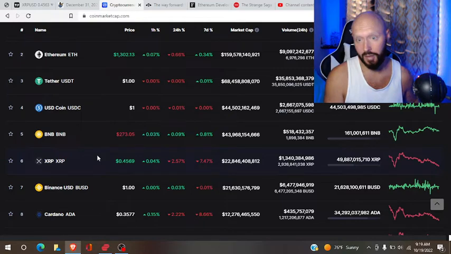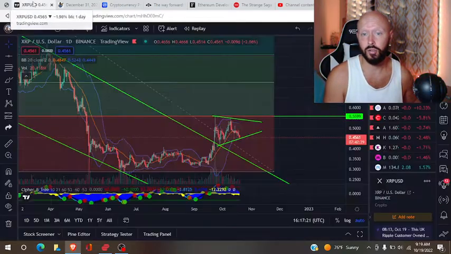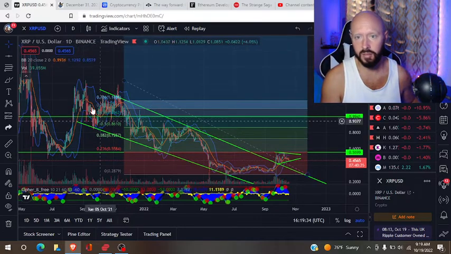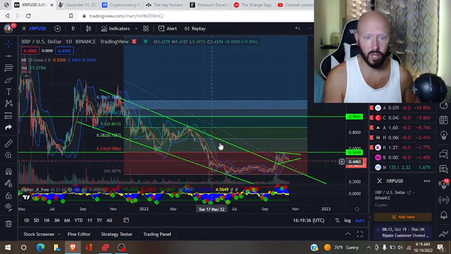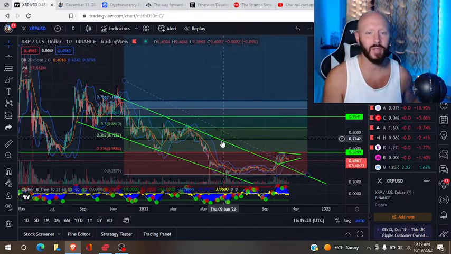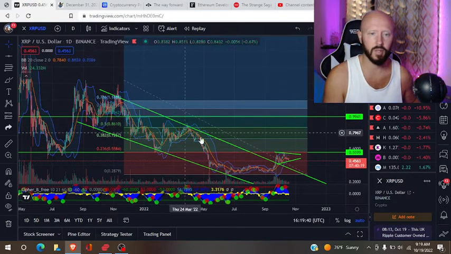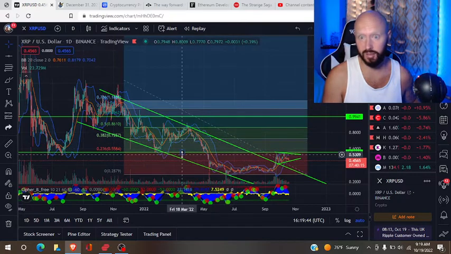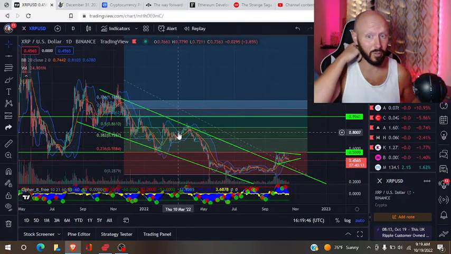XRP is chilling around that 45-cent mark still. I wanted to jump into the charts today. Macro, you have to understand my whole thesis here. We're stuck in this channel coming all the way down. At some point, man, I thought it would happen sooner than this. We were bound to break out and go test these fib levels. You've got to have a retracement at some point.